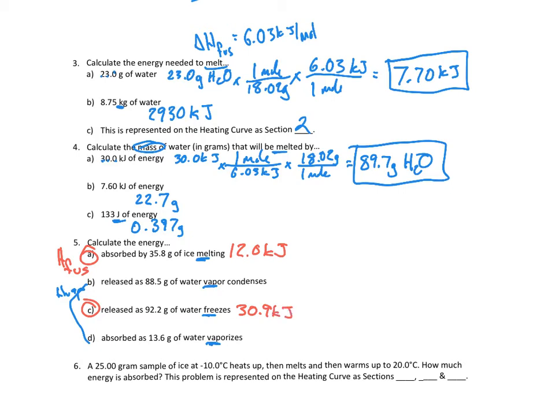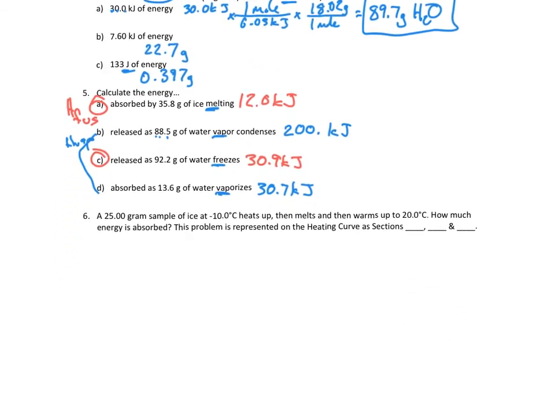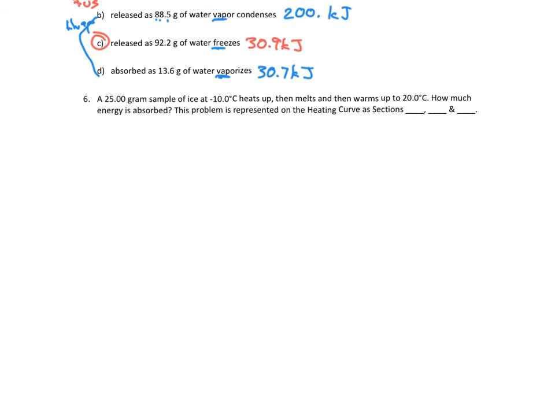For B, this one's annoying because you have to do the 3 sig figs. So here, to get the proper 3 sig fig answer with rounding, it's actually 200. That makes both of those zeros significant kilojoules. And then the last one is 30.7 kilojoules. Okay, so it's question number 6 that I want to spend a little bit more time on.